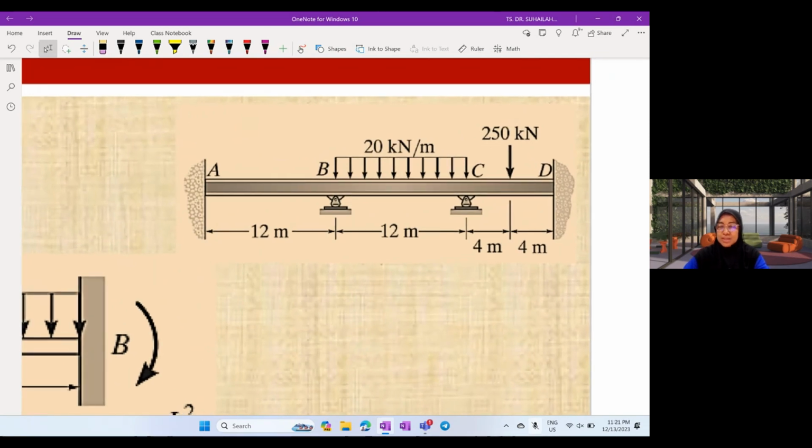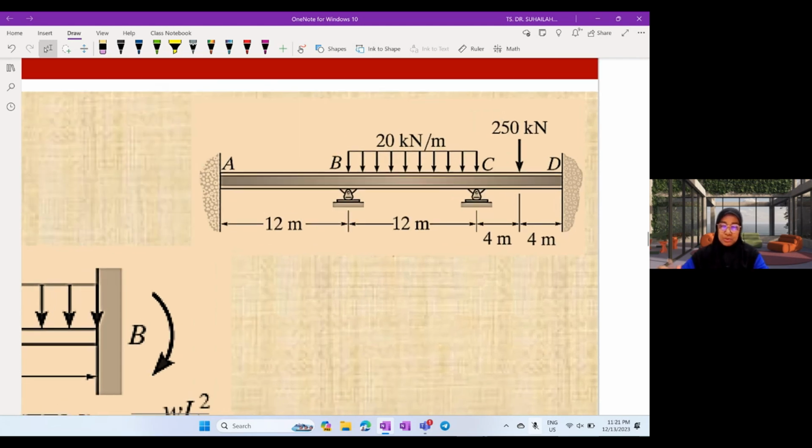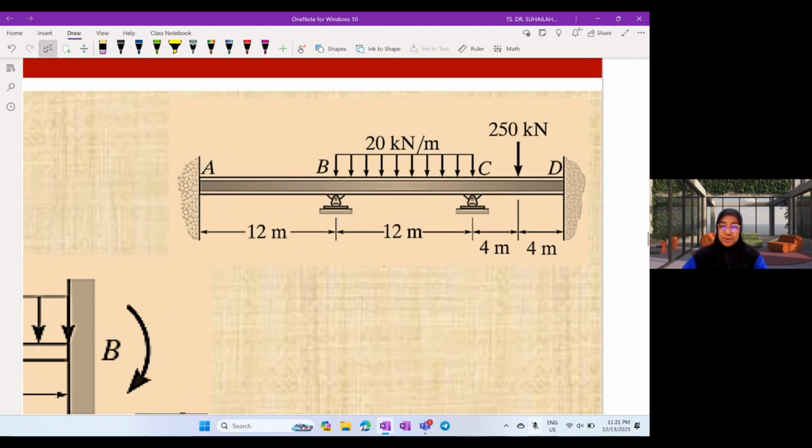This is the original diagram. It is a continuous beam. BC has a UDL and CD has a point load. Looking at this, member BC has fixed end moment at B and at C, and member CD has fixed end moment at C and at D.